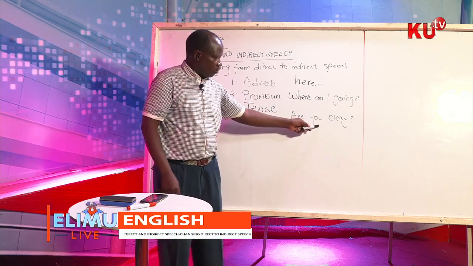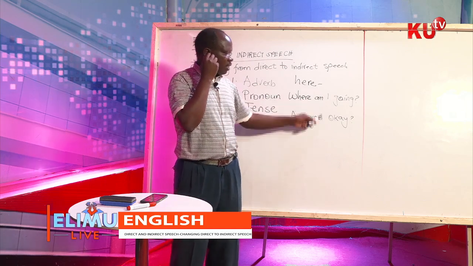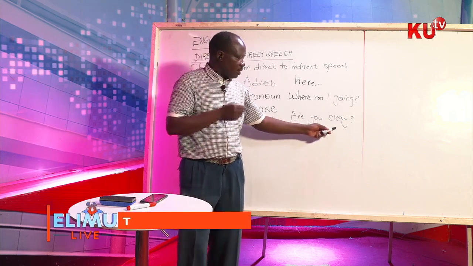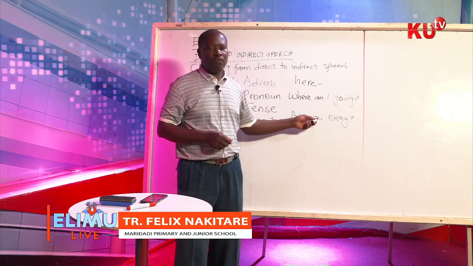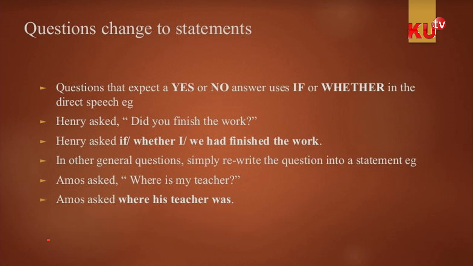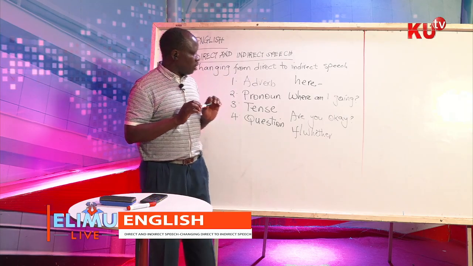The same here. Take note of the pronoun you and the helping verb are. Then change into statements. Then apart from that, in this question that expects a yes-no answer, you have to use the word or conjunction if or whether. Now let's go straight and change these two sentences from direct to reported speech.